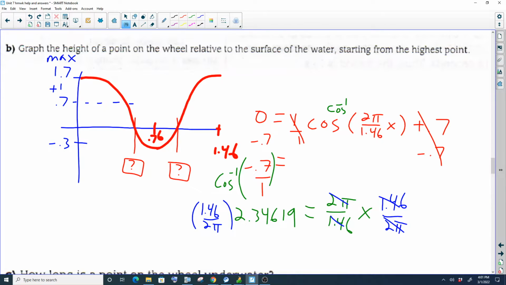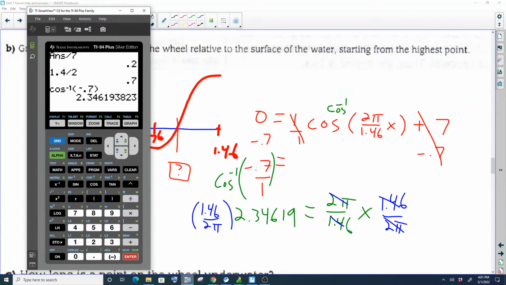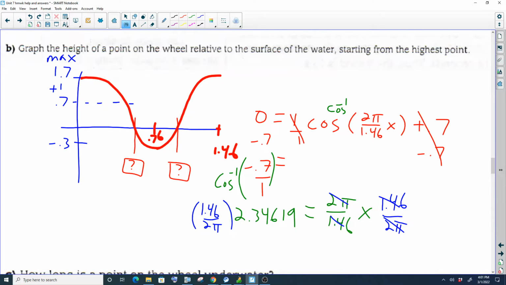Isn't there a faster way to do this, Mr. Newbold? There is. I'm going to show you that next. So 1.46 divided by 2 pi times 2.34619. Oh my goodness, so that's 5.38. So 5.38 is our x value.